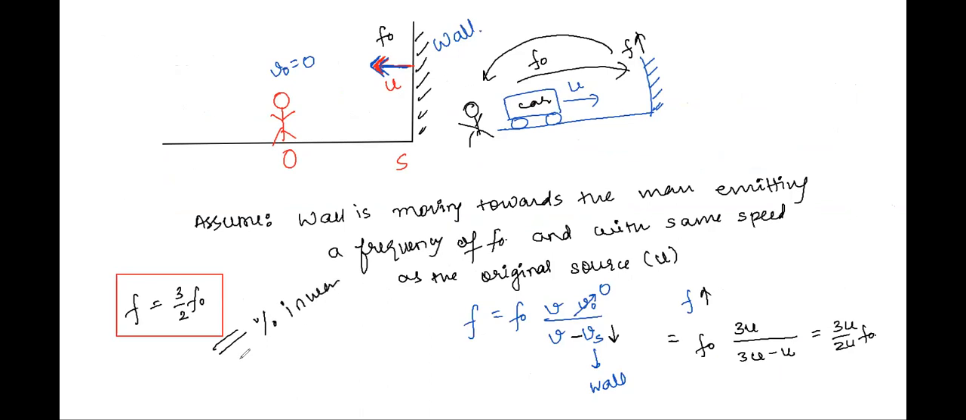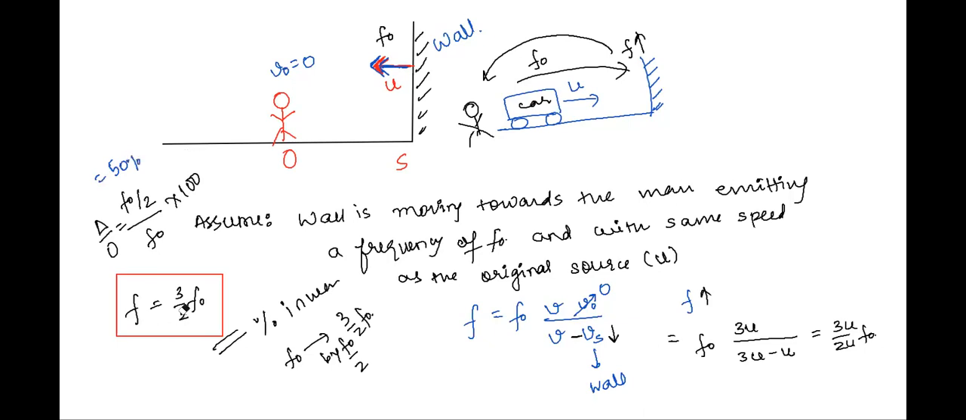Initially, frequency was F naught. Now it has increased by F naught by 2. Only then it will become 3 by 2 F naught. So if the increase is F naught by 2 and the original value is F naught, the increase upon the original value into 100 will give you the percentage increase. How much does it come out to be? Half into 100, 50%.